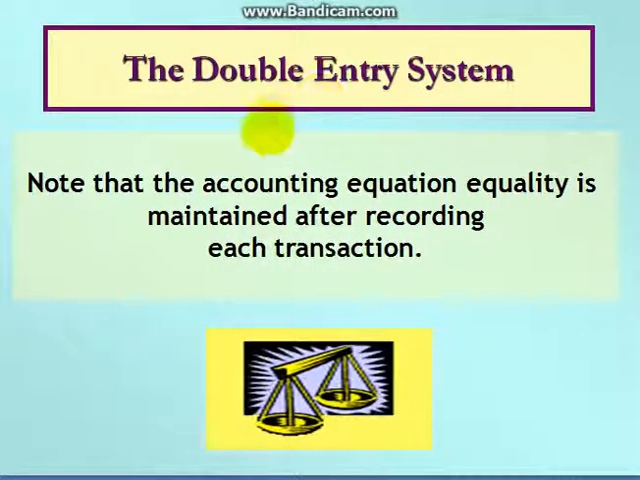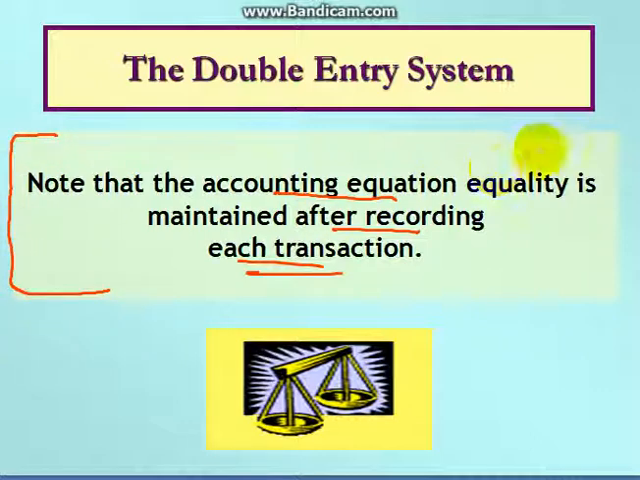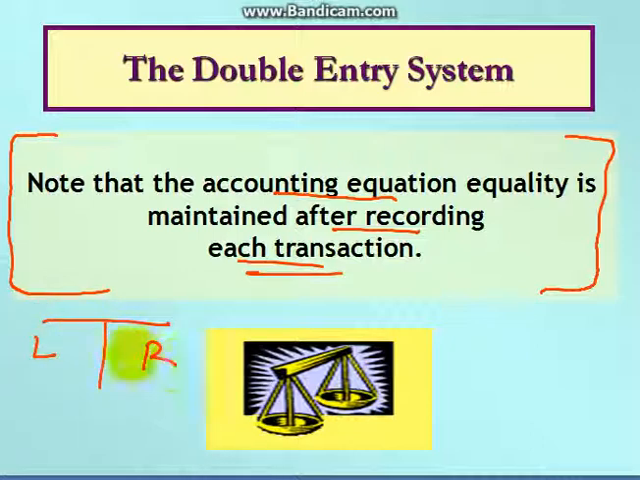Now let us take double entry system. Note that the accounting equation equality is maintained after recording each transaction. This is very important factor. Accounting balance should be maintained. That T factor, left side and right side, both should be equal after the entry is there. So matching, you have to do that matching, left equal to right.